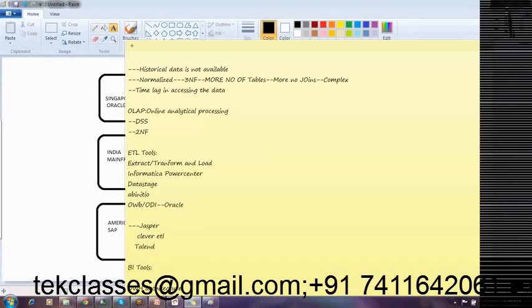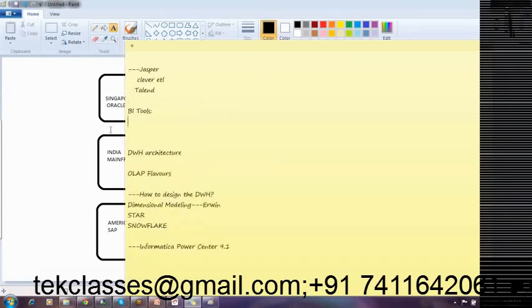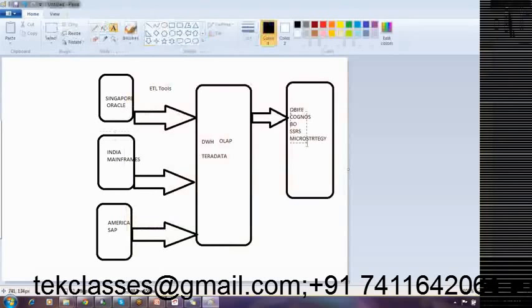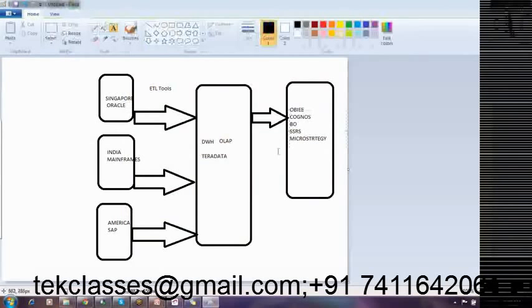Once the ETL tools load the data into the data warehouse, you need to analyze the data. Analyzing can be done by all these BI tools we have seen here: Cognos, BO (Business Objects), SSRS, MicroStrategy. All of these will be used to analyze the data. What kind of analysis will be carried out on the data warehouse, we will see. So this is about the OLTP system and OLAP system, and we have a standard definition for a data warehouse.